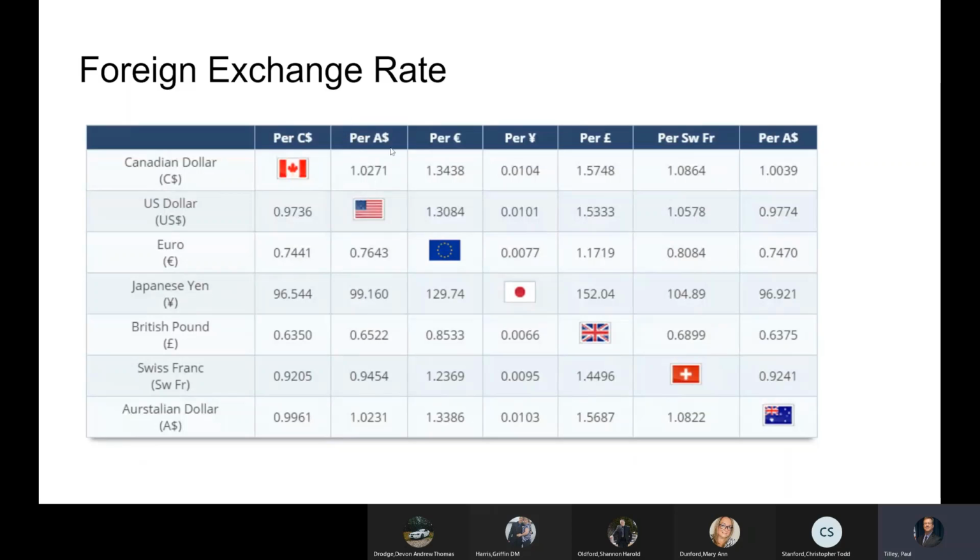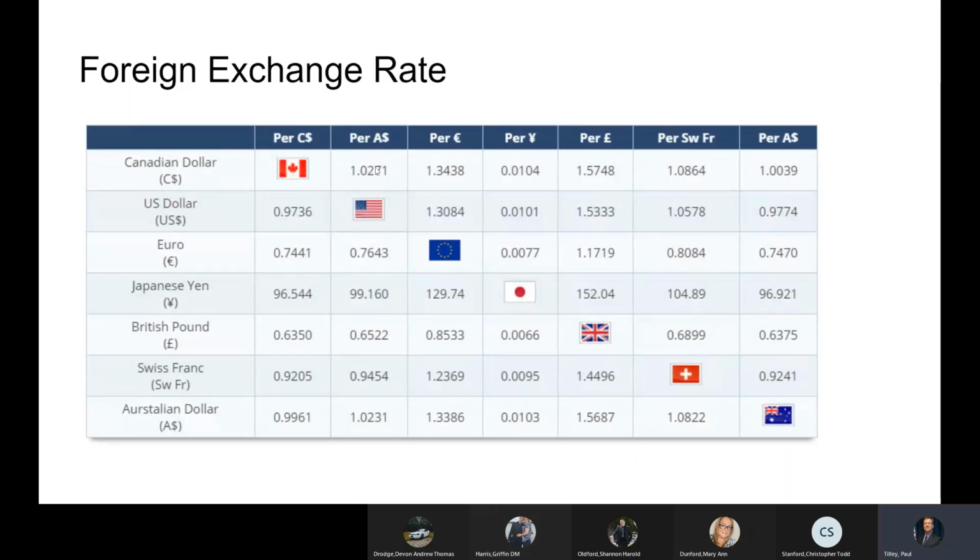So the per A dollar is the American dollar. That means $1 Canadian, when this was done, is $1.02 American. So a Canadian dollar would be worth $1.02 American, or $1.27, and so on. You'd have $1.34 per pound, or per yen, or per euro. Euro is the E, and the little L is per pound. Swiss franc and per American dollar. So we've got this kind of table, and we can see the relative value of one to the other.